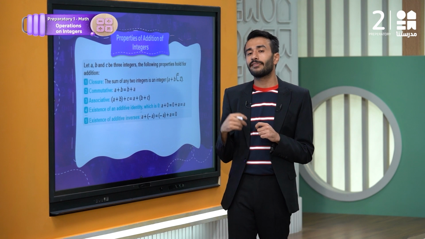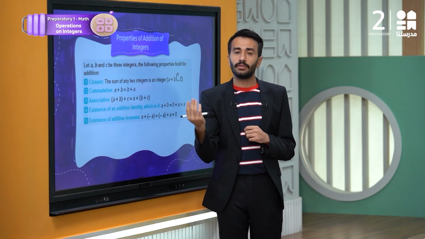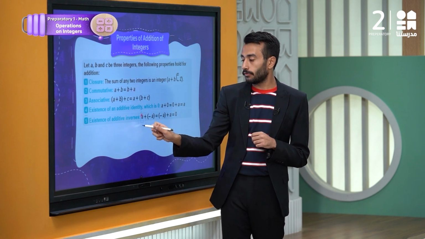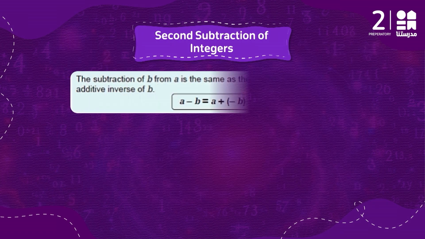Number 5, we have additive inverse. Additive inverse, it means you add the inverse of the number. So, for example, if you have here 5, its inverse is negative 5. 5 plus negative 5 must be equal to 0. However, if you change or switch the order, it's okay. Negative 5 plus 5 must be 0.